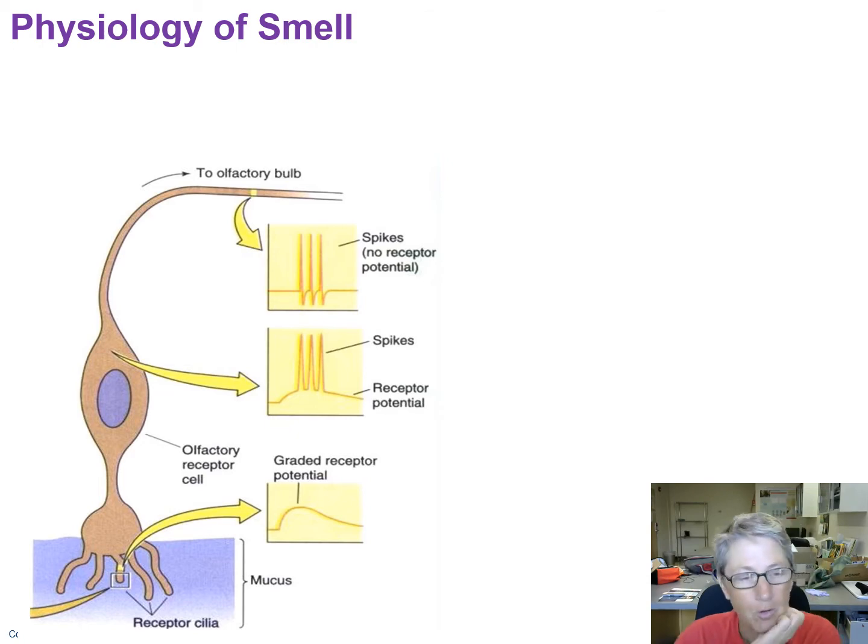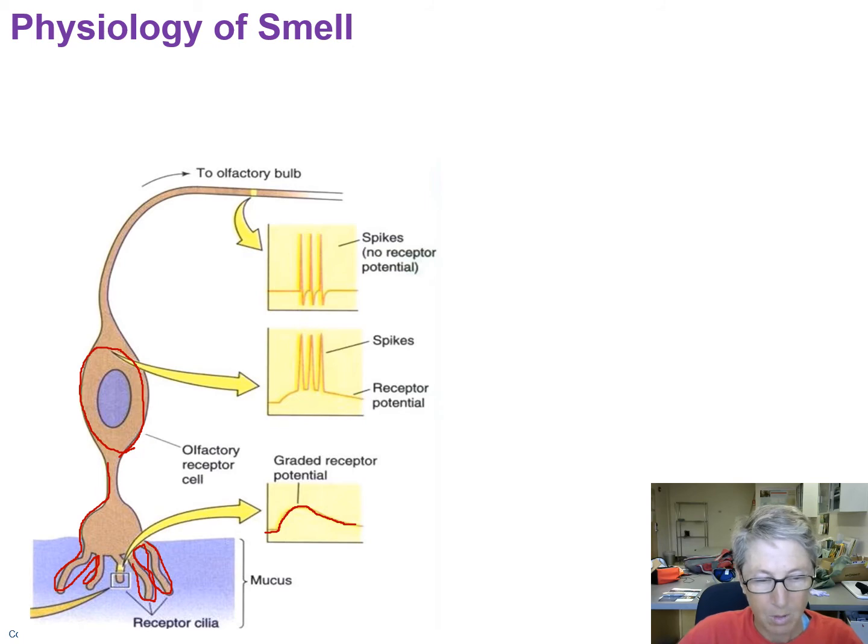So this is another cartoon showing the olfactory receptor cell body. Here's the dendrite. So this whole piece is the dendrite. And then these projections that look like little fingers, those are the cilia, or receptor cilia. When an odorant molecule binds to the receptor cilia, you can see you get this depolarization event.